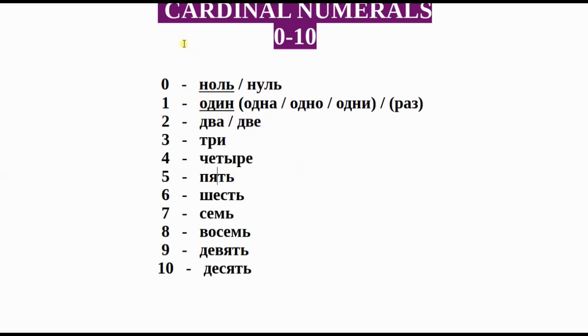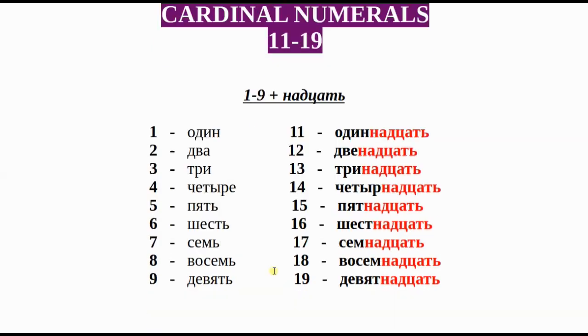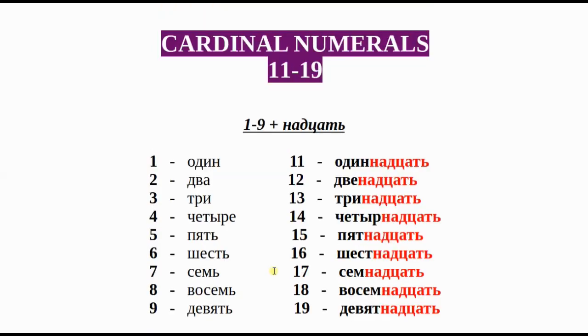So you count from 0 to 10, and you also count from 10 to 0. 10, 9, 8, 7, 6, 5, 4, 3, 2, 1, 0. So I hope that's clear. This is, of course, what you have to learn by heart. And now let's move on to counting from 11 till 19.